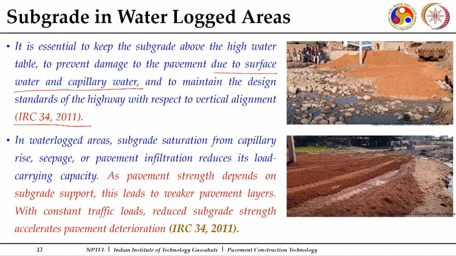Up to a certain level the water rises, it creates a pore water pressure, and that leads to a reduction in the shear strength of the soil. That is why we want to keep the water level well below, at least 1 to 1.5 meter below your subgrade bottom, and to maintain the design standards with respect to the vertical alignment. Whenever you design any road section through any particular region, this information has to be properly collected, so that the height of the subgrade is adequately considered during construction.